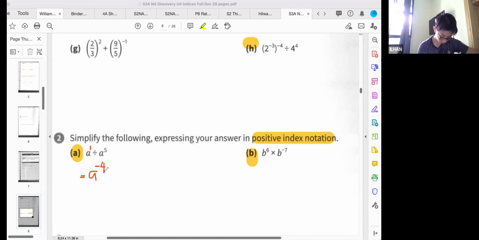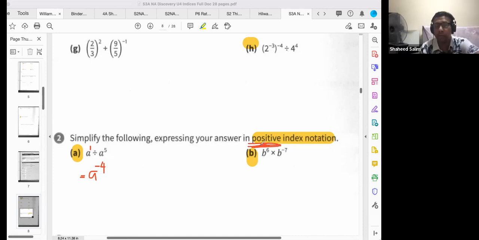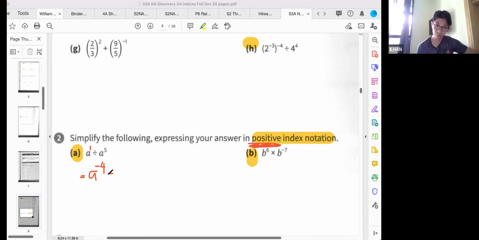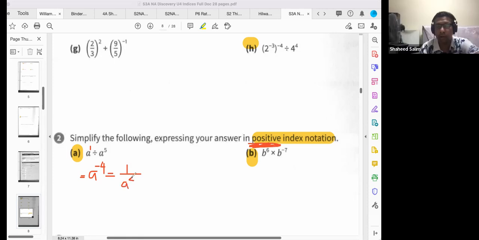Yeah, correct. -4. But now they say we want the power to be positive. You look, the instruction says this one. Can you make it positive? How to make it positive? 1 over a to the power of 4. Yeah. Okay. So now you try the next one. B.